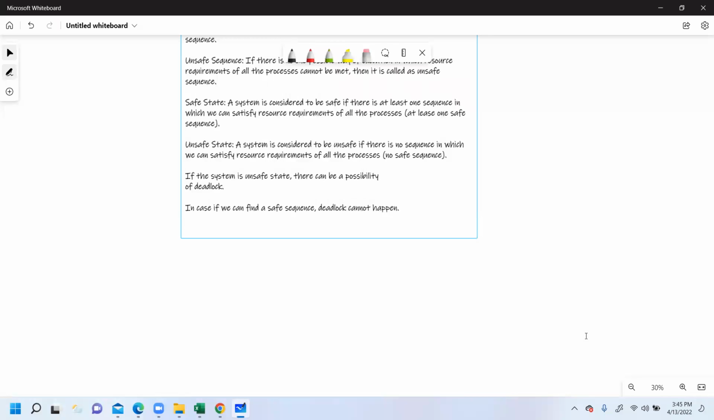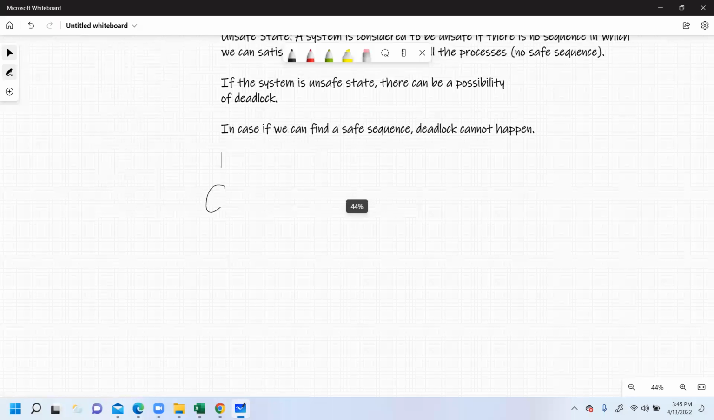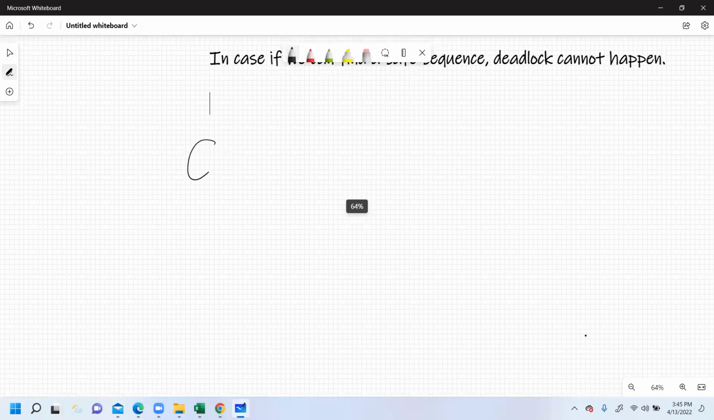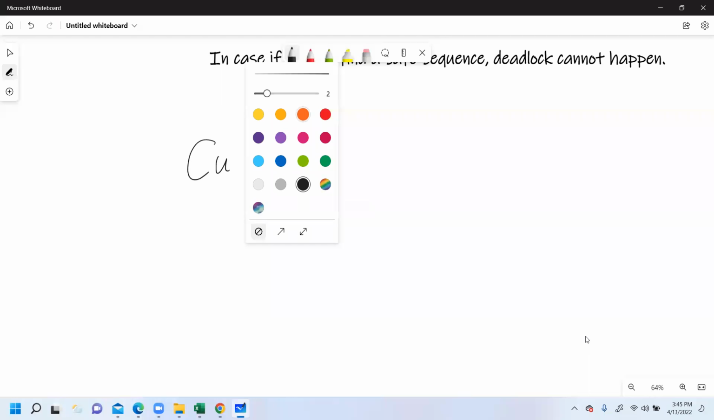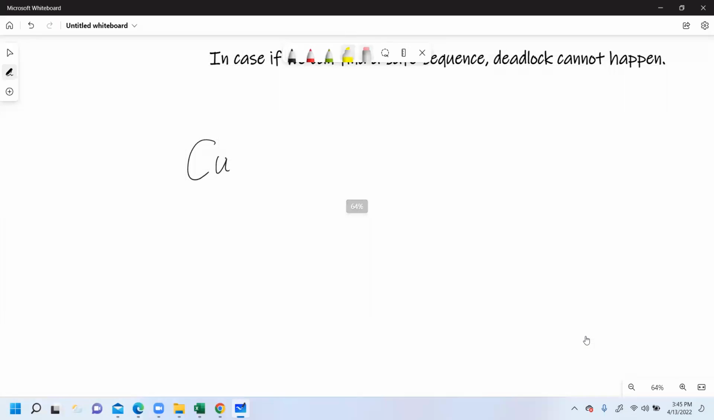So definition. Let us do one more example, and this is very important. So the current allocation graph is given like this. Current allocation. One more example of the banker's algorithm.